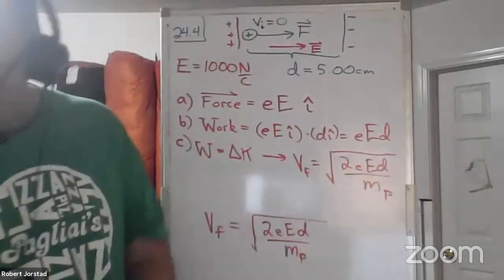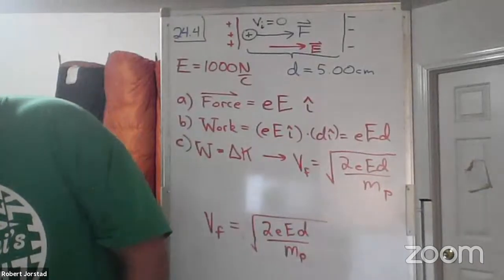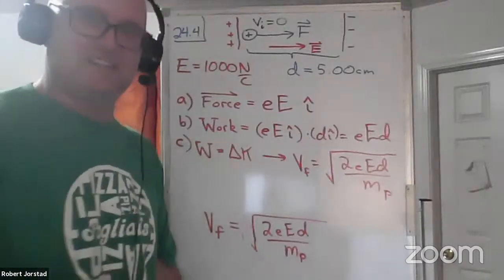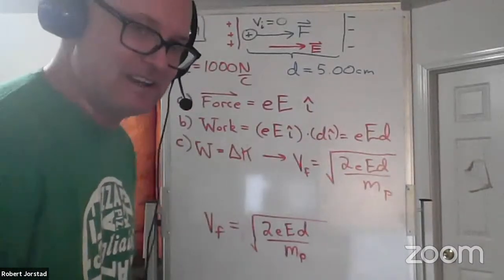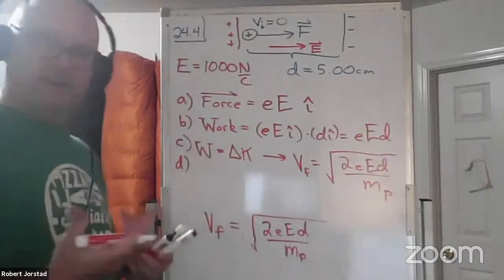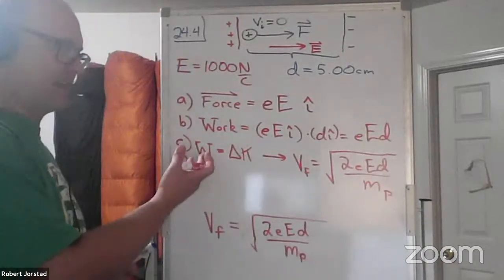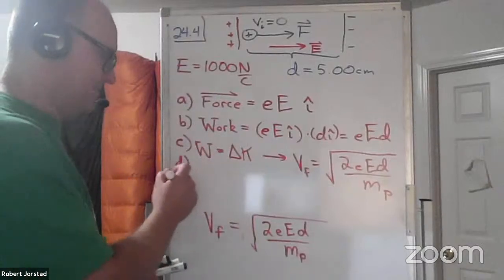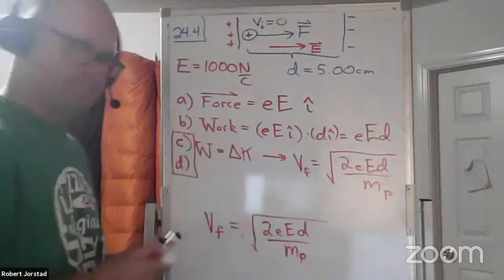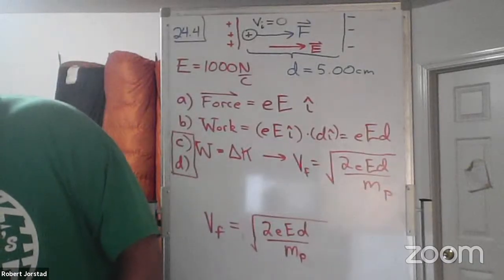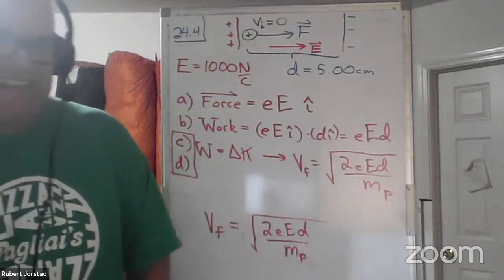All right, that's part C, I think. Oh, whoops. I just did part C and D. Do you agree? One of them was just get the final kinetic energy. Well, the final kinetic energy is the same as the work. So this is part C and D. Sorry about that. My bad. All right. Okay. And now part E.